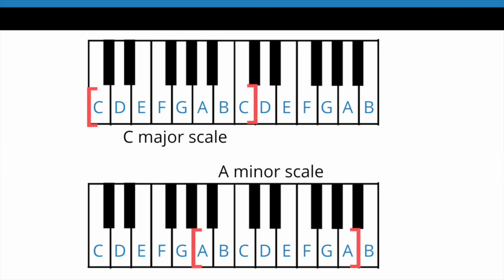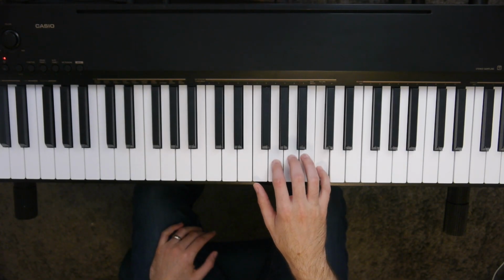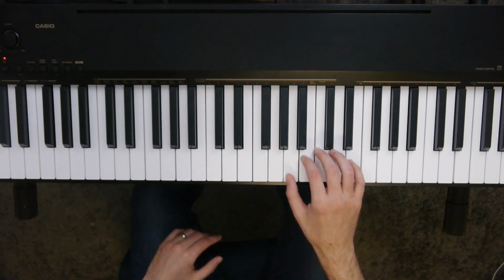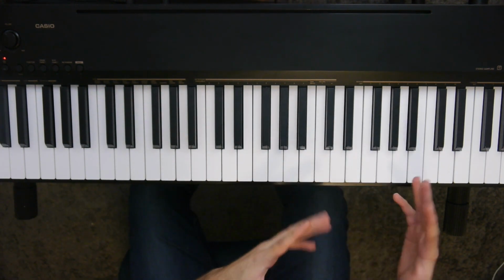And again, they're related. A minor is the relative minor of C major because they're both all white keys. They just start in different places. So the C scale starts on C, obviously, and the A minor scale starts on A. But let's do another example because that one was kind of easy.